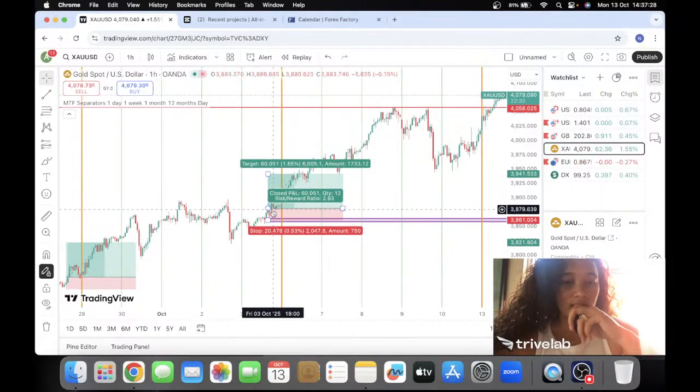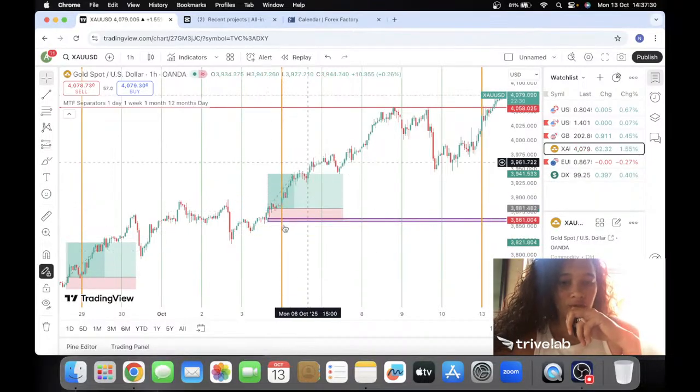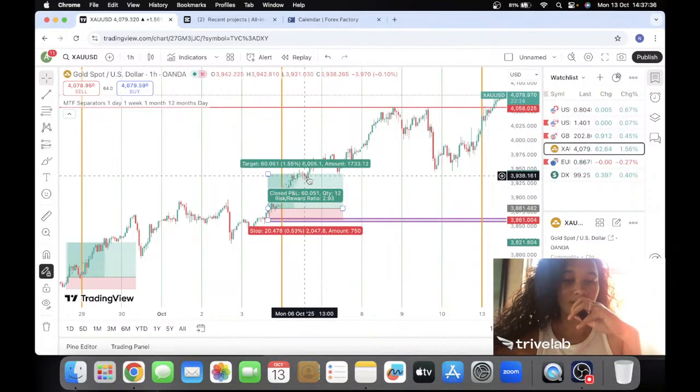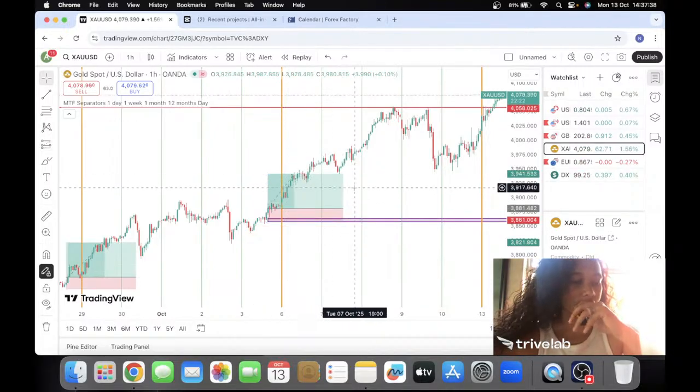Here we go, another structure break. New week, and there you go, another buy over there. This is my Monday. Hit my target on the Monday. This also meant that it came with a bit of risk because I was holding over the weekend.